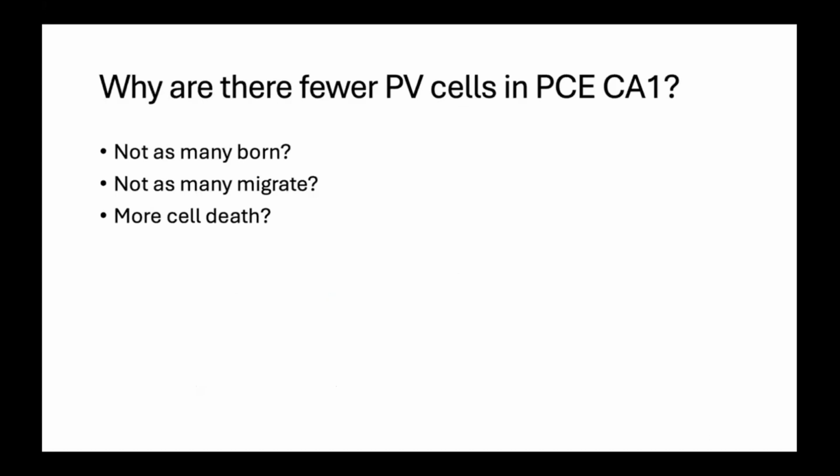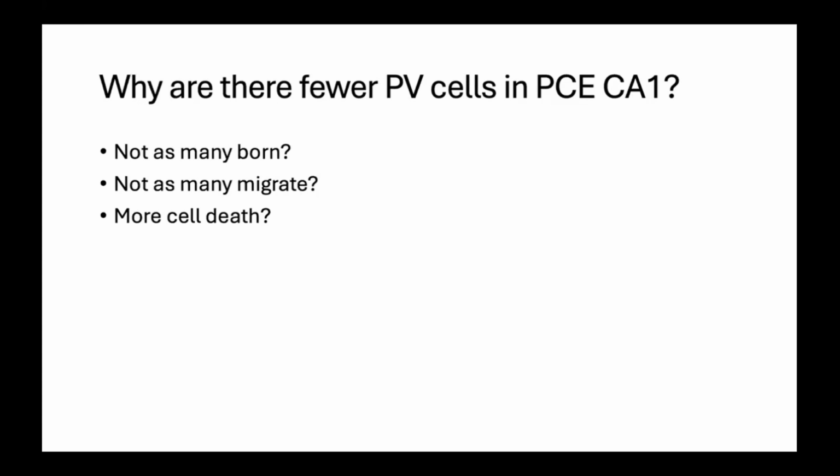So that's our big question right now: why are there fewer parvalbumin positive cells in the CA1 of our PCE mice compared to the wild type controls? And to get to that question, there's a few things we need to look at. Could it be that there's not as many born? Are there not as many cells born in the medial ganglionic eminence? Or is it that not as many migrate all the way to the hippocampus? If their cell signals don't actually allow them to make it there, then it may decrease the number of cells that we see.